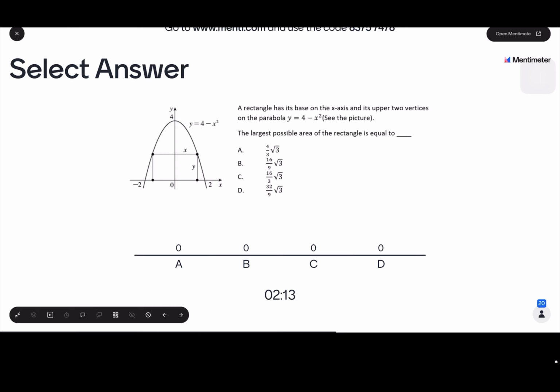What's the area? The area is x times y, right? And y is equal to 4 minus x squared. So x multiplied with 4 minus x squared. Yes, okay, fine. So that's the model. We optimize the model by differentiating and then find the x, right? The critical number.